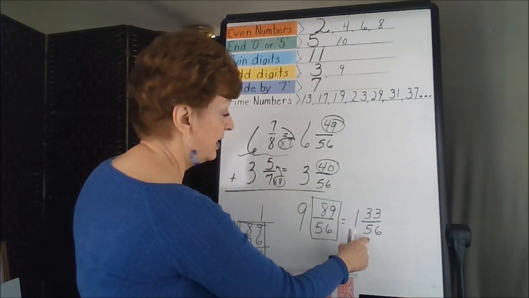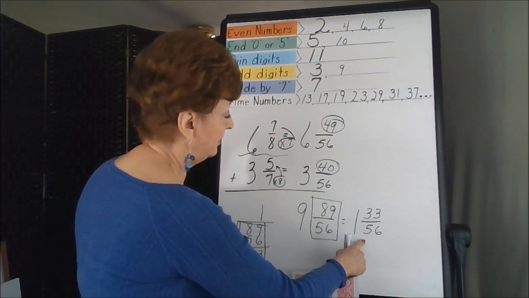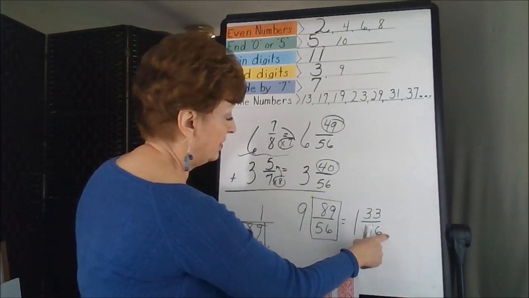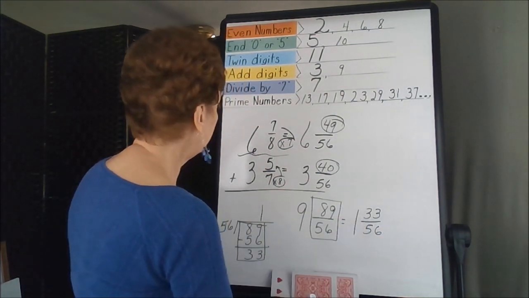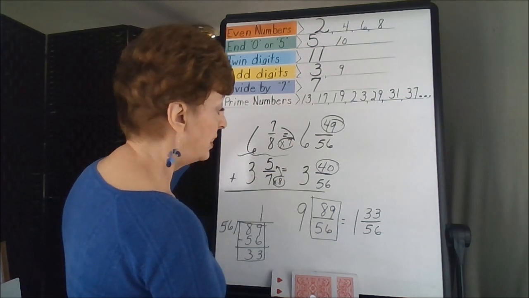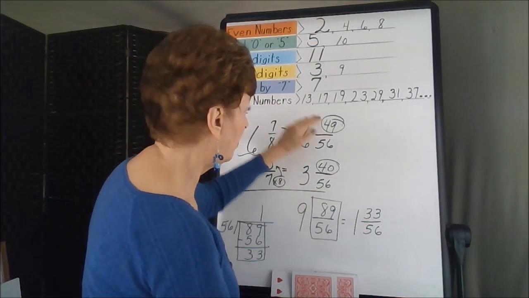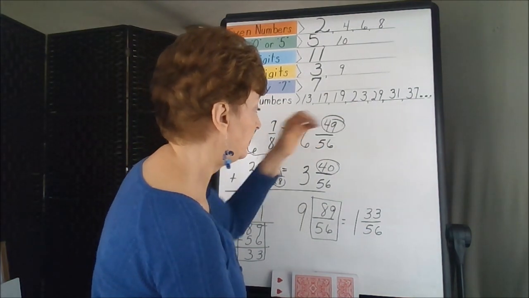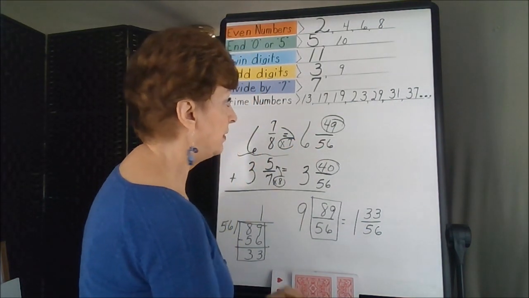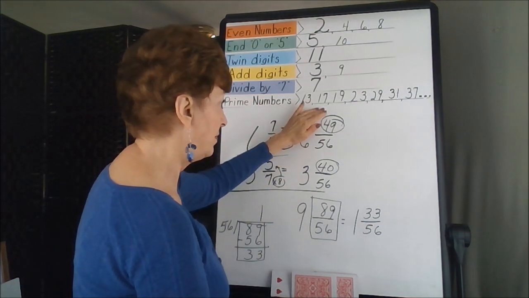Will 7 divide into these evenly? No, just the 56, but it has to go into both. And the prime numbers, these would have to be divisible by one of these primes. And I don't believe it is. No.